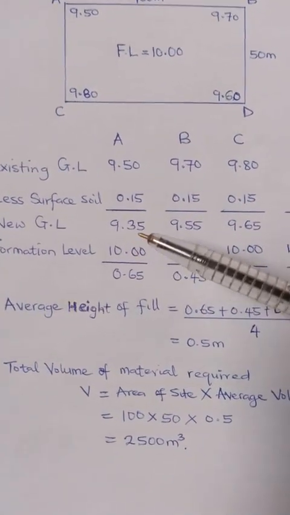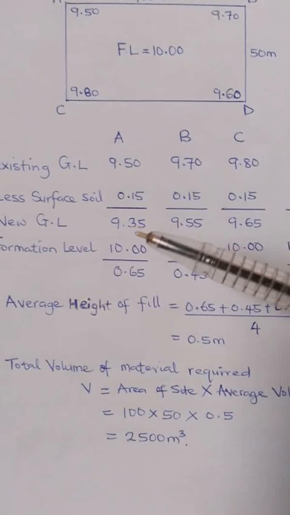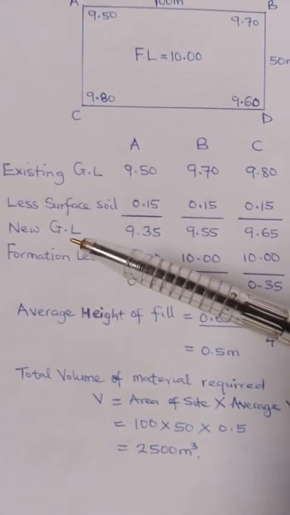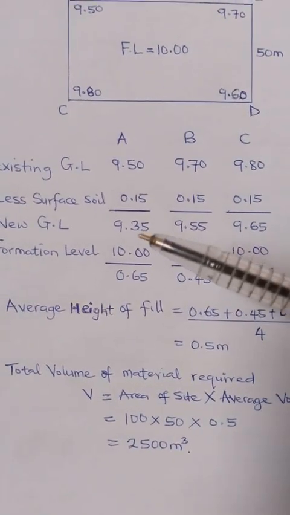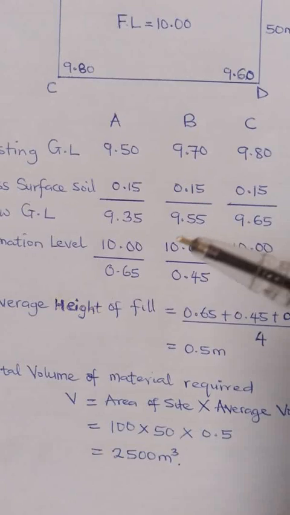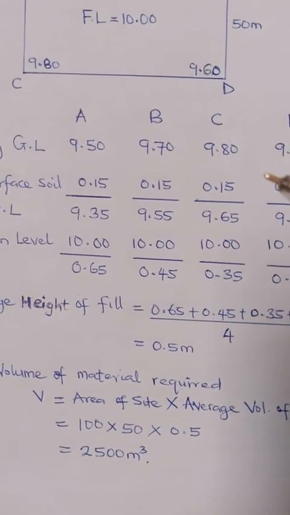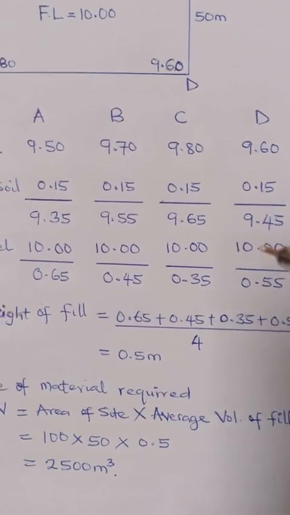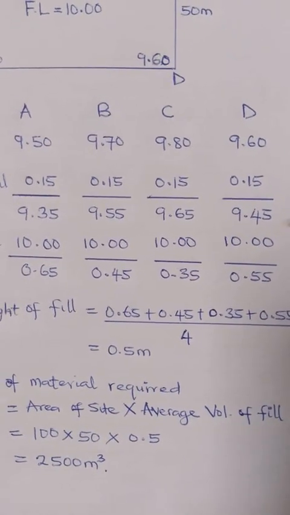We have 9.35 for point A, which is the new ground level, GA, new ground level. So for point A, we have 9.35. For point B, we have 9.55. For point C, we have 9.65. For point D, we have 9.45.